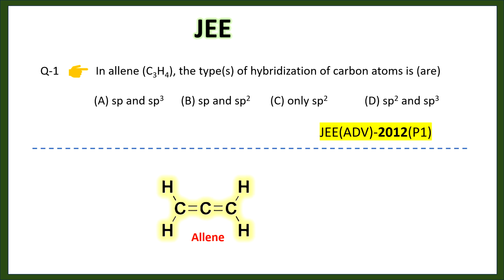In Allene, the types of hybridization of carbon atoms are, options given. This is Allene, so we could easily see the hybridization: sp2, sp, sp2. Then it will be sp, sp2.